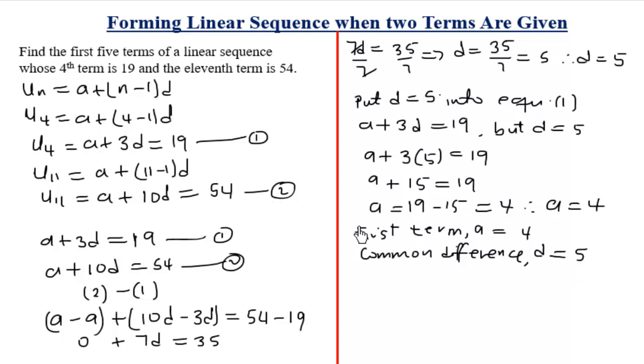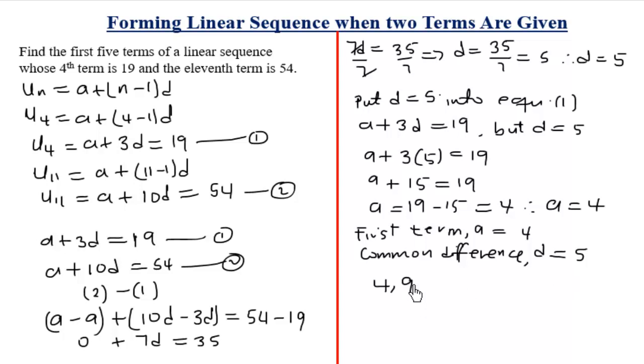Now since we have the first term to be 4 and the common difference to be 5, if you want to find the second term, you add the common difference to the first term. That gives you the second term. So let's come out with our linear sequence. The first term a is 4. Now to get the second term, you add the common difference, which is 5, to the first term. So 5 plus 4 gives us 9. So this is the second term.